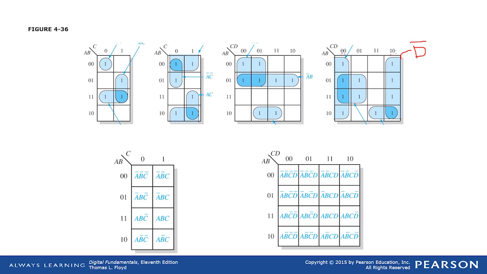From this group, let's analyze it. A is changing from 0 to 1. B is not changing; B is 1 here and B is 1 here. So we just keep the value of B. And let's look at C and D. C is not changing, but D is changing from 0 to 1. But C is always 0, so we just keep the C complement, and so on. By analyzing all of this, you can get the final expression.